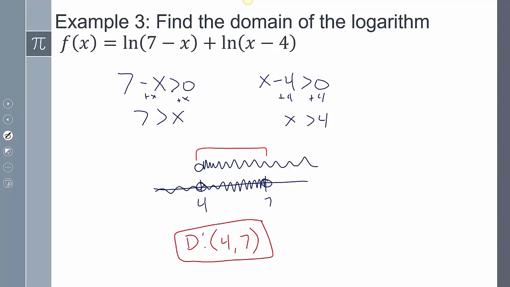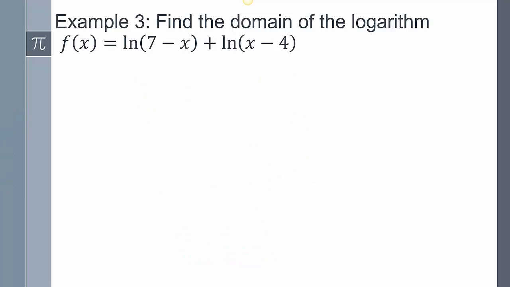Now we can test values here. If I plug in 3, it's going to be true here, 7 is greater than 3, but it's going to be false here, 3 is greater than 4. If I plug in 5, 7 is greater than 5, which is true, and 5 is greater than 4, that's true. Then if I plug in a value like 8, 7 is greater than 8, that's false. That doesn't work, contradiction. So we found our solution set here. Our domain is going to be from 4 to 7.